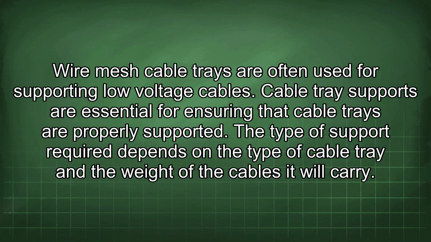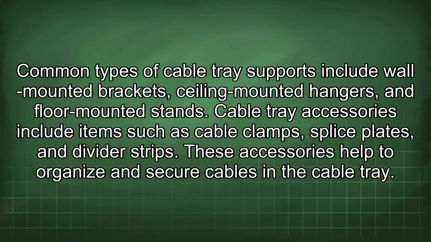Cable tray supports are essential for ensuring that cable trays are properly supported. The type of support required depends on the type of cable tray and the weight of the cables it will carry. Common types of cable tray supports include wall-mounted brackets, ceiling-mounted hangers, and floor-mounted stands. Cable tray accessories include items such as cable clamps, splice plates, and divider strips. These accessories help to organize and secure cables in the cable tray.